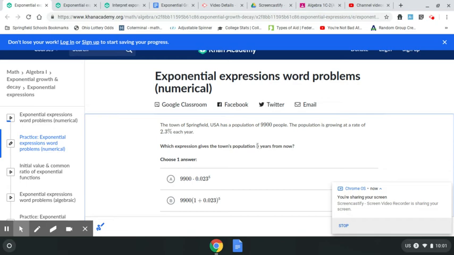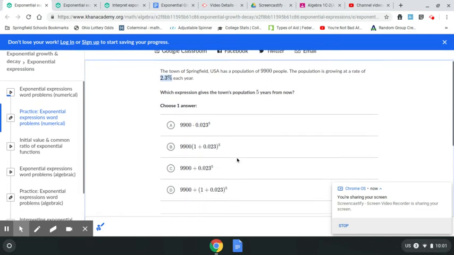5 has to be my exponent because the exponent in these cases is time. My initial value is 9,900 people, and it's growing at a rate of 2.3% each year. So that's going to be greater than 100%. So 100% plus 2.3% is 102.3%. In decimal form, that's where I need to add these.